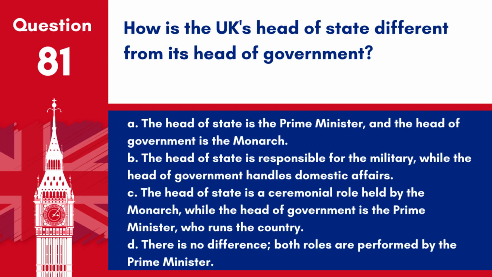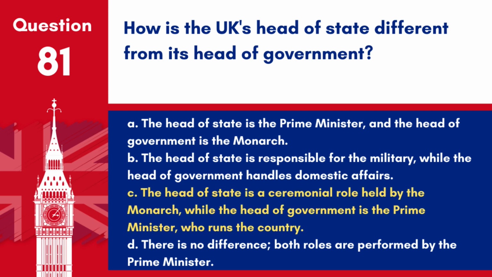Question 81. How is the UK's head of state different from its head of government? A. The head of state is the Prime Minister, and the head of government is the monarch. B. The head of state is responsible for the military, while the head of government handles domestic affairs. C. The head of state is a ceremonial role held by the monarch, while the head of government is the Prime Minister who runs the country. D. There is no difference. Both roles are performed by the Prime Minister.